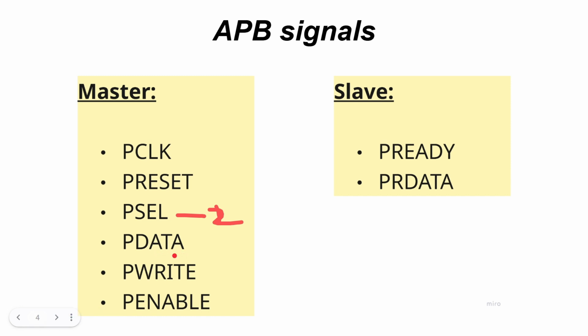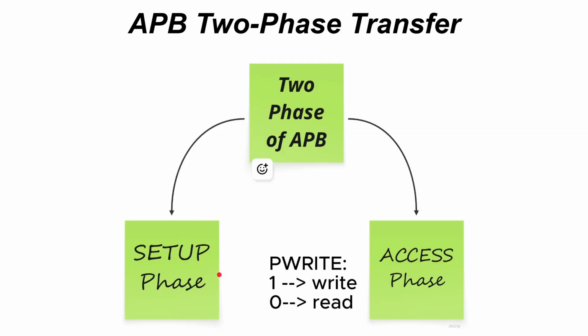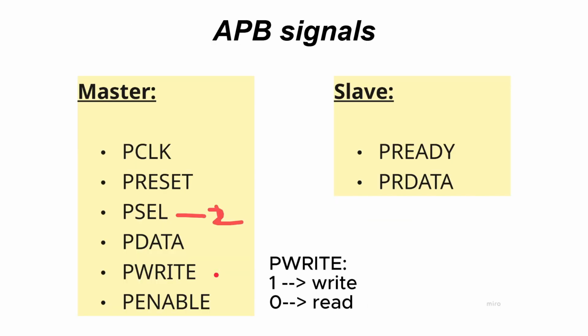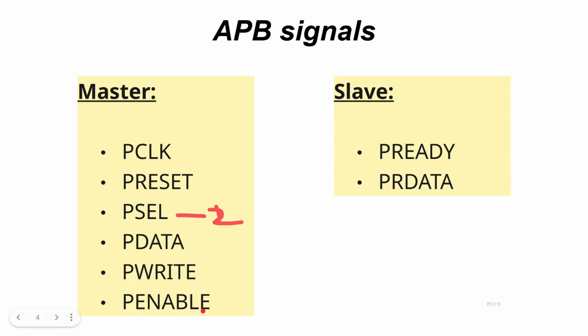And next, P data. P data will have the actual data we need to write. So, for example, it may be 10, 20 or whatever data it is. And P write is the binary signal to tell if we need to write, then this P write will be high. If we need to read, then P write will be 0. Simple. And this P enable is the signal that actually tells that you can start the process.